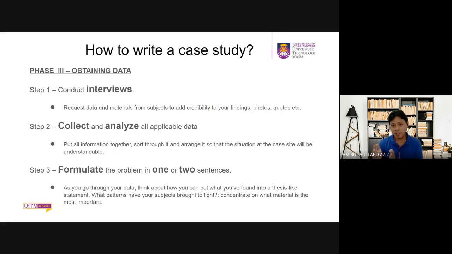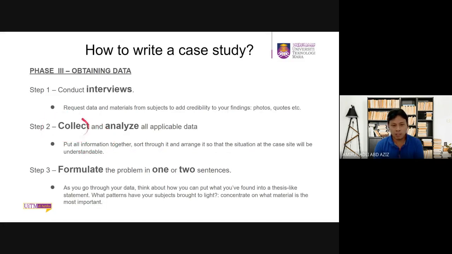Okay, tengok maybe ada evidence baru yang could have provide new insights on the case. Okay, and this is all contoh. You can apply this example in all other studies. It's the same thing basically. Collect and analyze all applicable data, put all information together, sort through it and arrange it so that the situation at the case site will be understandable.